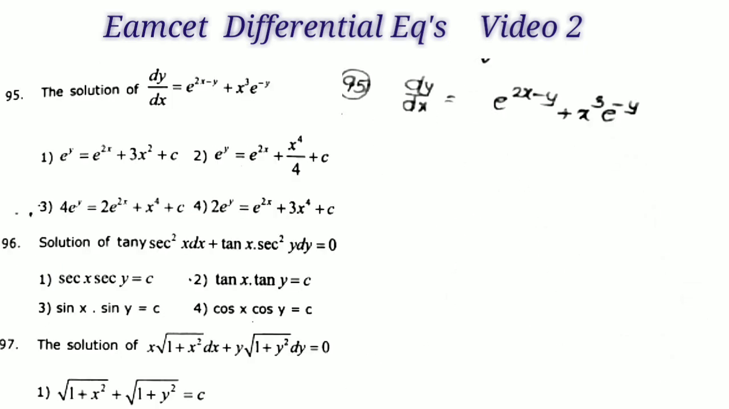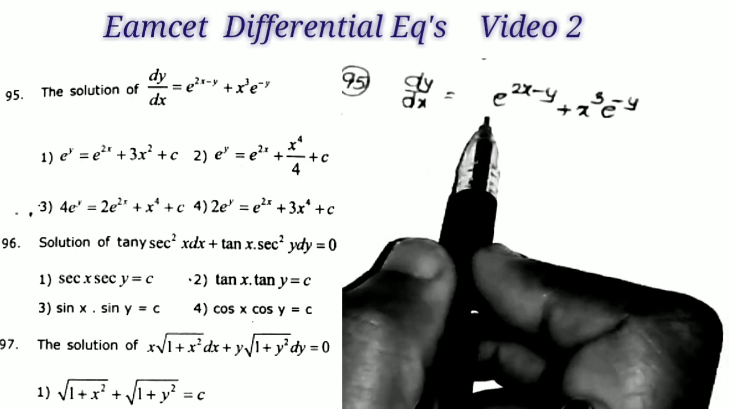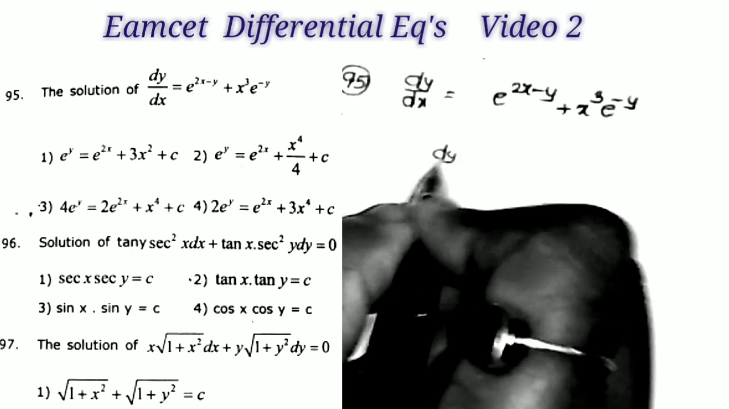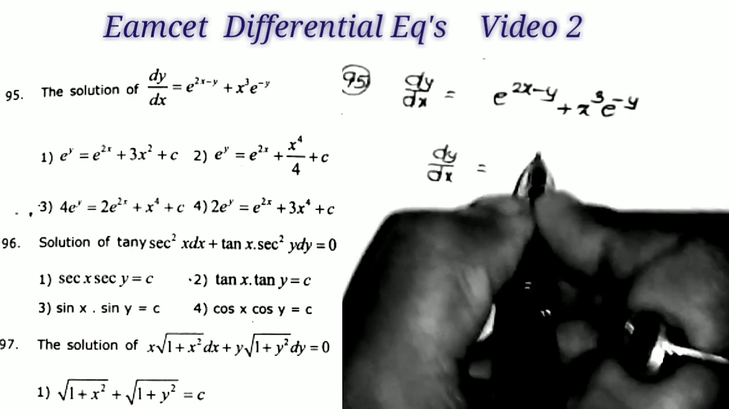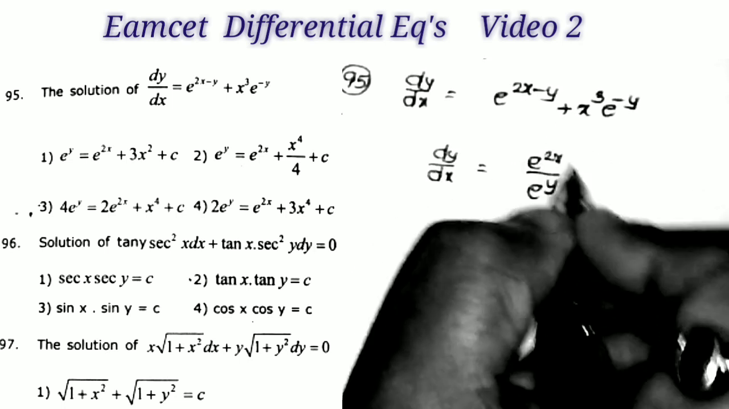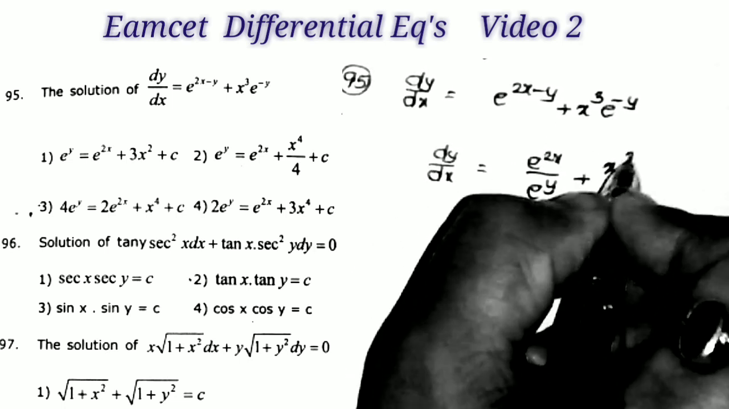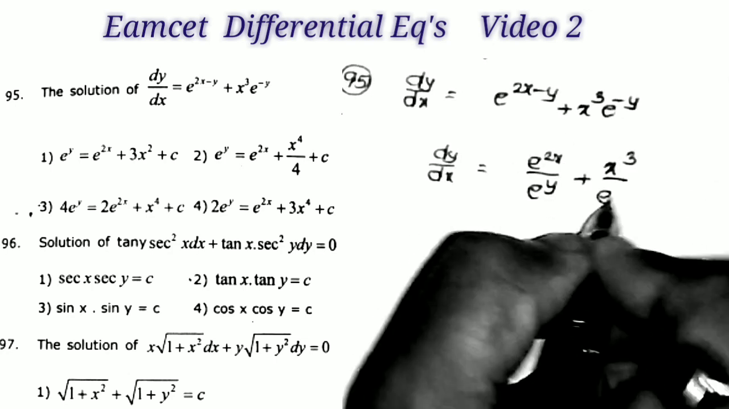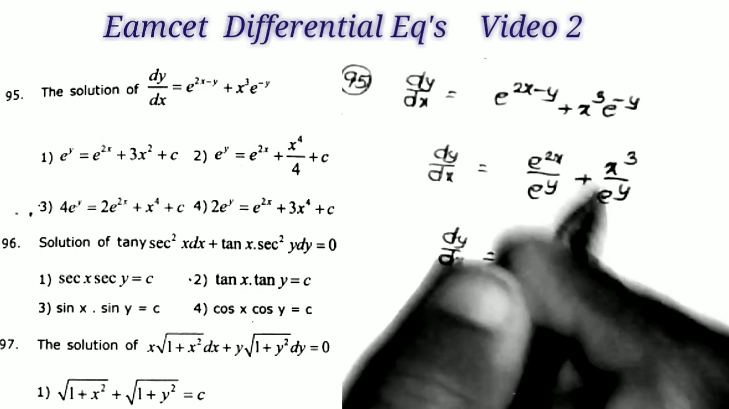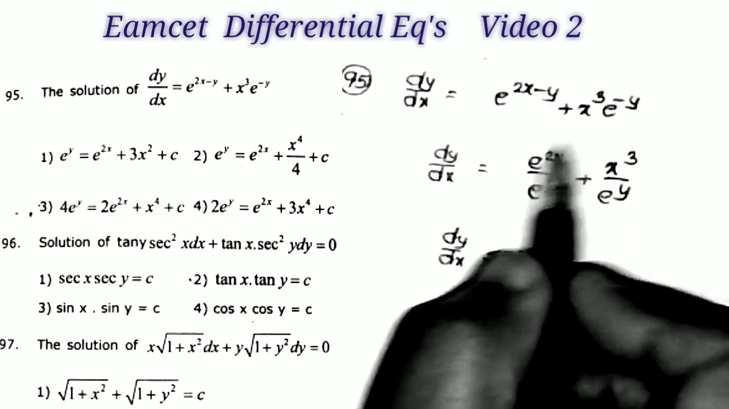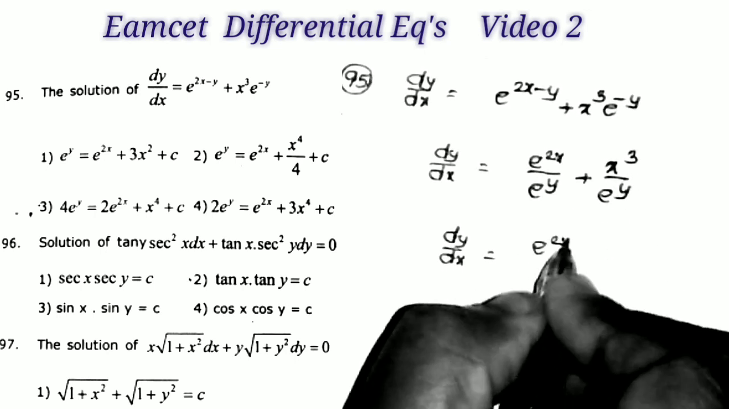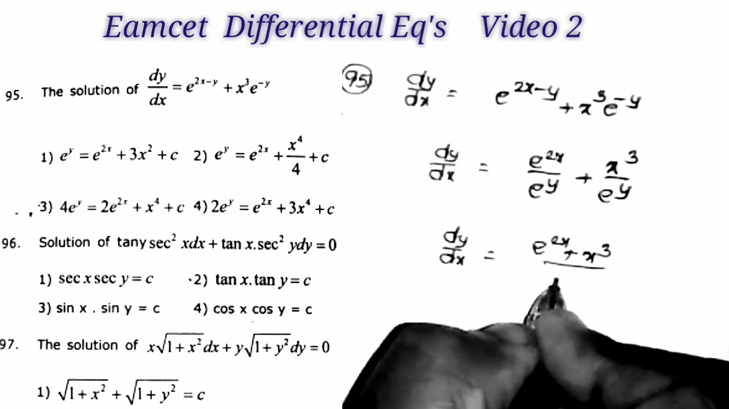That's all. Next one, sum number 95: dy by dx is equal to e power 2x minus y plus x cube into e power minus y. We want the solution. That is dy by dx is equal to e power 2x minus y, which is e power 2x by e power y, and x cube into e power minus y is x cube by e power y. Now taking the LCM here, we get e power 2x plus x cube by e power y.